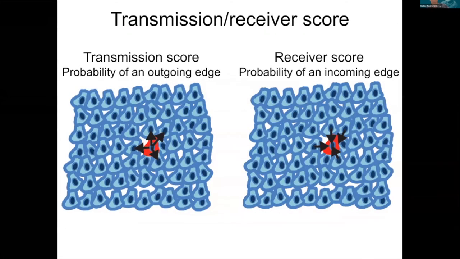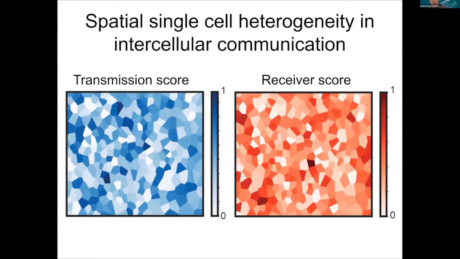Particularly, we calculate two types of scores: transmission score, which is the probability of having an outgoing edge. For instance, if there are six neighbors and they only have 4 outgoing edges, then the transmission score is 2/3. Sorry. If there are, on the other hand, 4 incoming edges, then similarly we call this the receiver score, which is 2/3. So within a single experiment, you can easily see that there's a lot of spatial heterogeneity of transmission score and receiver scores.